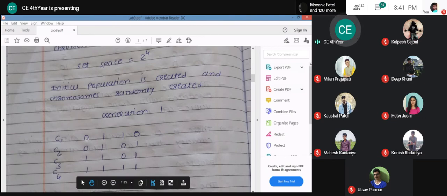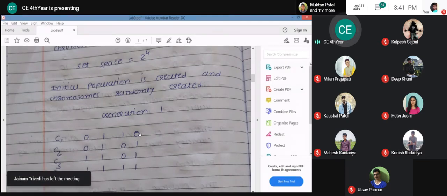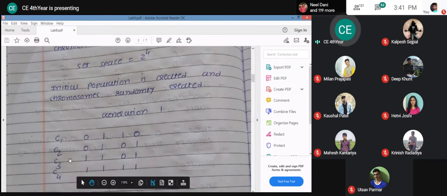So here the first 0 represents the absence of an item in the knapsack. 1 represents the presence, and again 0 represents the absence of the item in the knapsack. Okay. Similarly, C2 is randomly generated, C3 is randomly generated, and C4 is randomly generated.